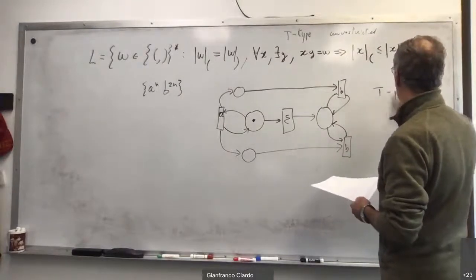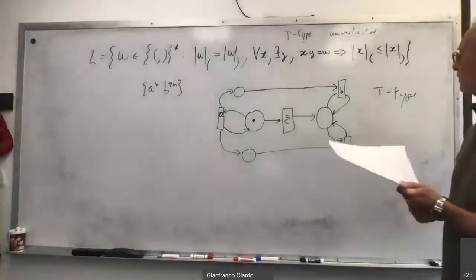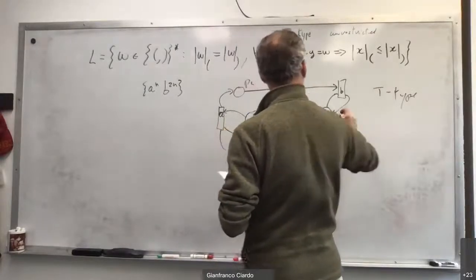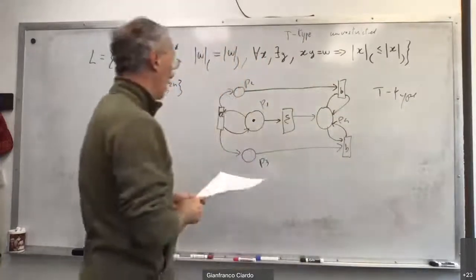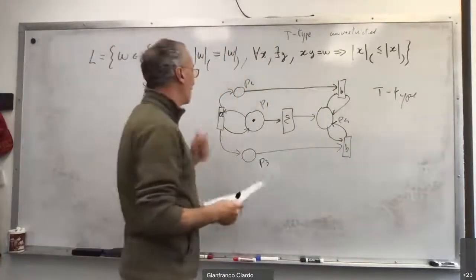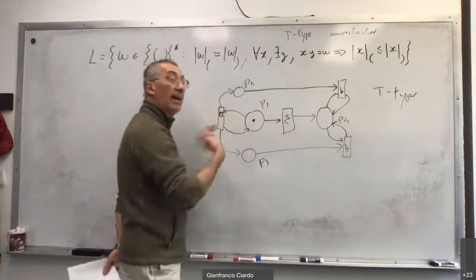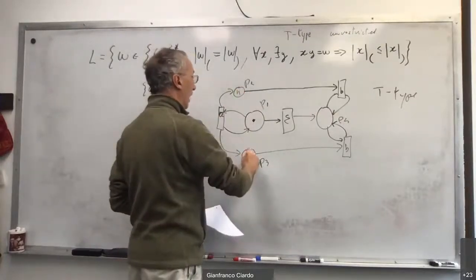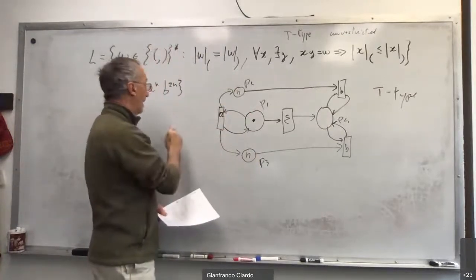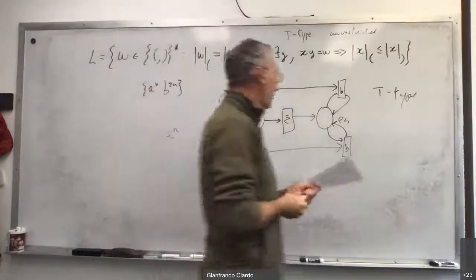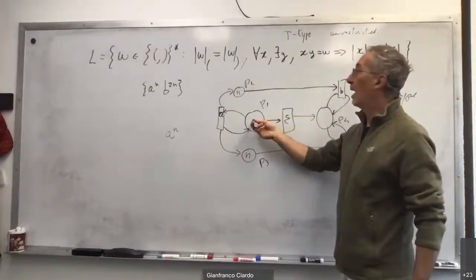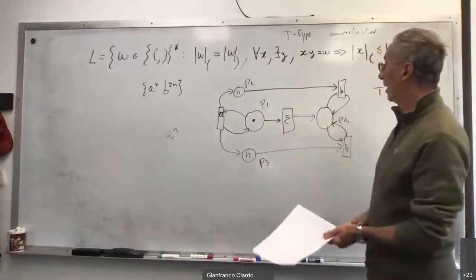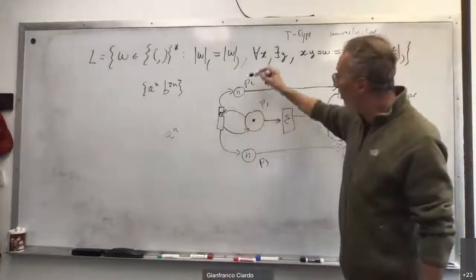So this is T type. How does it work? Initially, similar to before, I fire A n times, and after that I will have n here and n there, and I've generated A to the n. And as long as the token is in P1, I cannot generate any B, because to generate B, I need to have the token here. So this again is the control token. But I generate some n here and here.